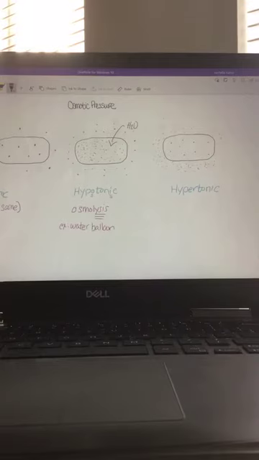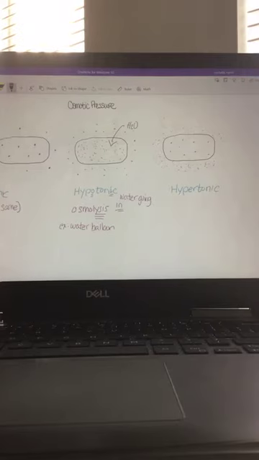And then we are going to use the I here for in, because water is going inside. Water going in. So we're using the I here for in, water going in, and that's how you can remember hypotonic.